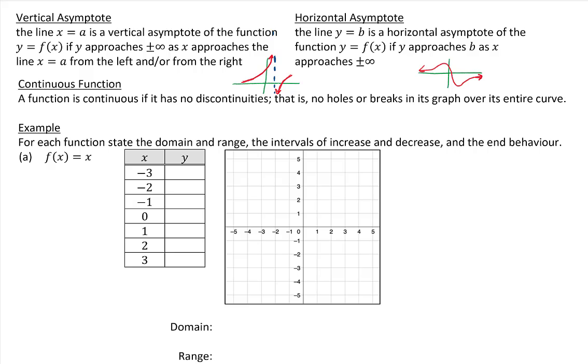And finally, our last definition is a continuous function. A function is continuous if it has no discontinuities. That is, there's no holes or breaks in its graph over the entire curve. So if we look at the two graphs above, I have one that's continuous. There's no breaks or gaps. And I have one that's discontinuous. There's definitely a break where that dotted line or that vertical asymptote is located.